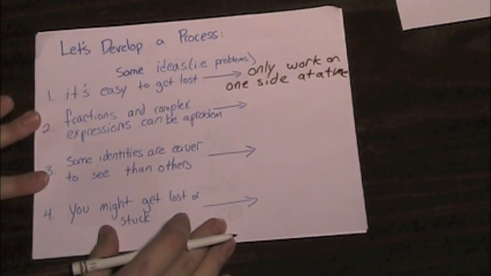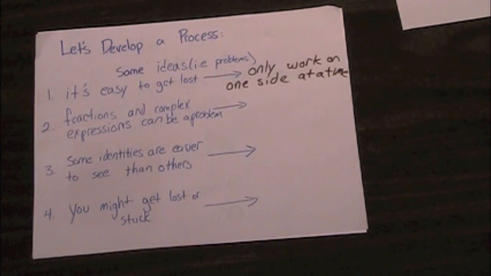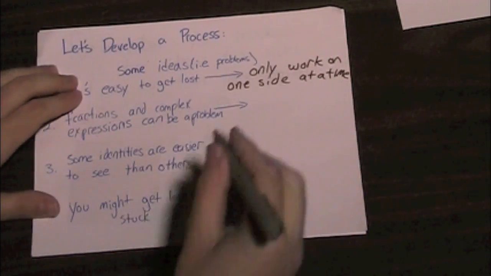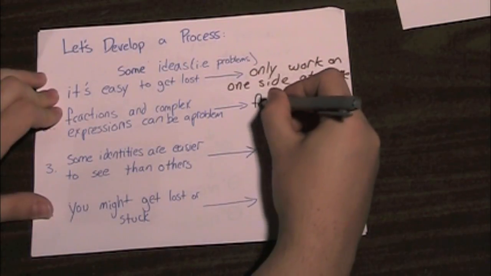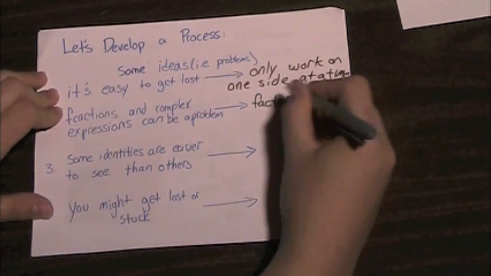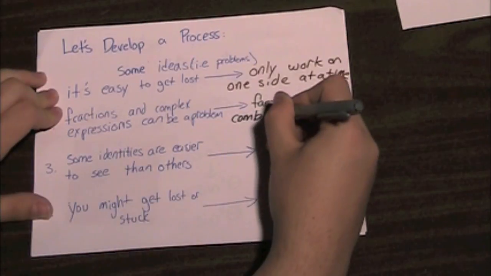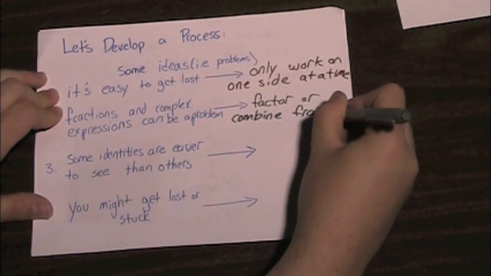This is going to be very important to keep us from losing track of what we're doing, and also to make sure that we don't do anything that doesn't work algebraically. It's also going to be challenging when we have some fractions or some complex expressions. Both of these create problems that are more difficult than they need to be. So if we can find a way to factor or combine fractions, that's really going to help us.